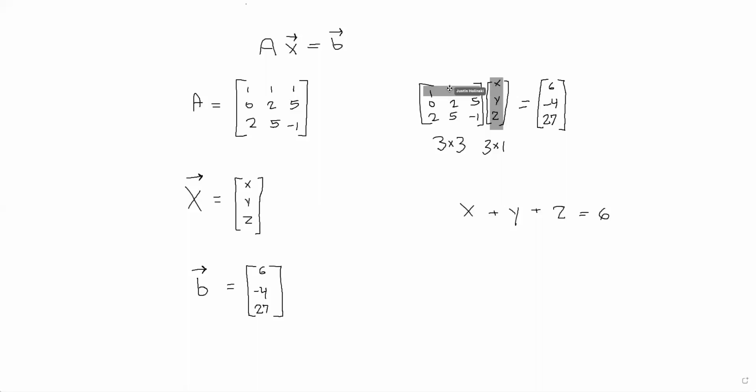All right, now we're going to move on to the next row. We have 0x plus 2y. You know what? I think I'm going to use different variables. I'm going to use a, b, and c.